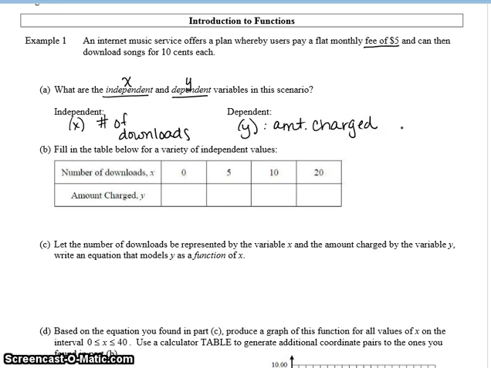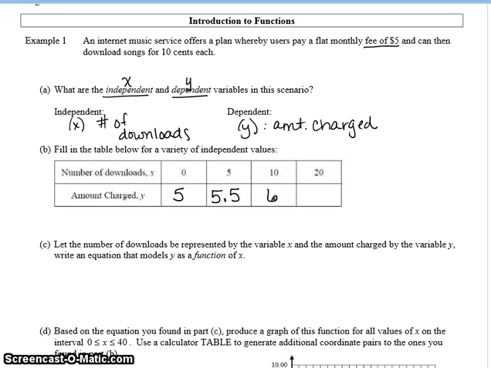So fill in the table below for a variety of independent variables. So they're saying you download nothing that month, well, you're still going to get charged the $5. If you download 5 songs, it would be 5 times your 10 cents, which is 50 cents, plus the $5 monthly fee, it's going to be $5.50. Okay, so if there's 10 downloads, it's 10 cents times 10 songs, which is going to be $1, plus your $5 monthly fee, it's going to be $6.